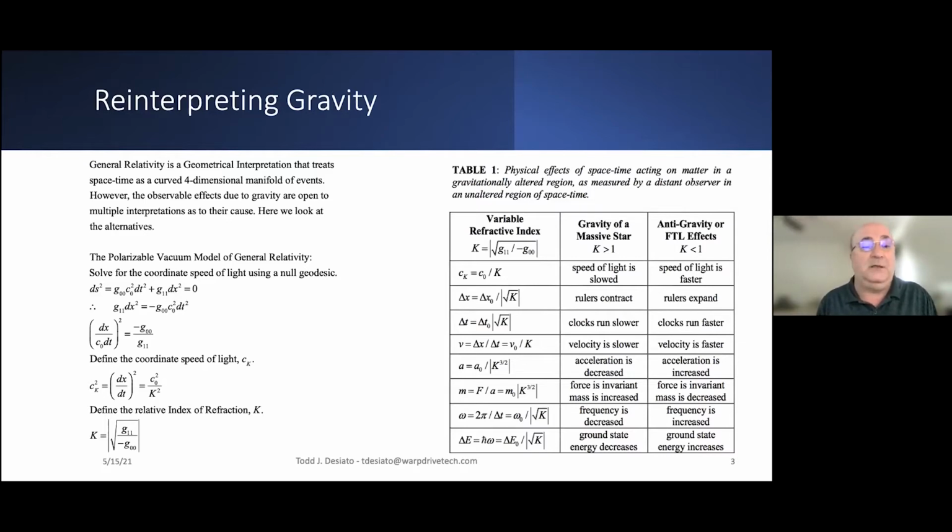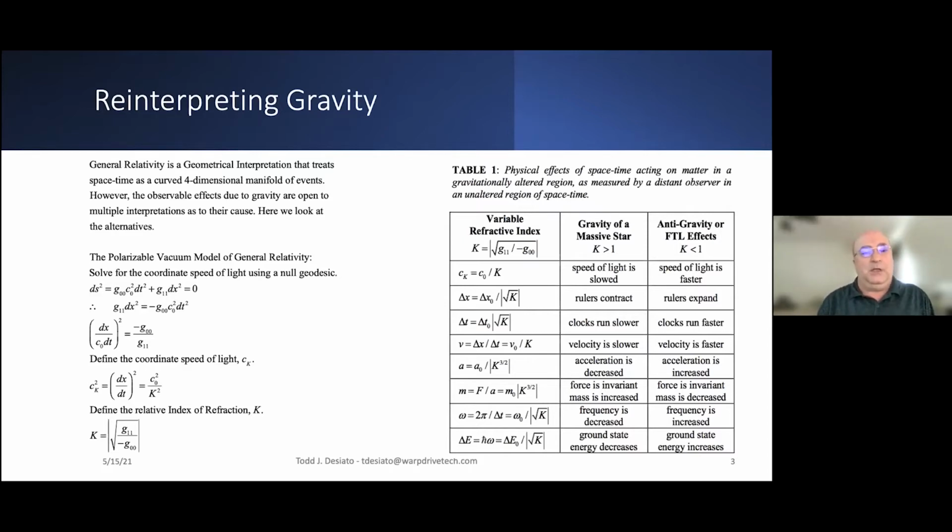So here we have the metric line element set to 0, and we solve this for the coordinate speed of light, which I refer to as c_K, and we see that it's simply the rate of change in the coordinate squared. This leads to solving the equation. It leads to the speed of light having a refractive index, K, that sets the speed of light at any point in the gravity well. So as a distant observer looks into a gravity well, he sees clocks slowing down, rulers contracting, and the speed of light getting slower.